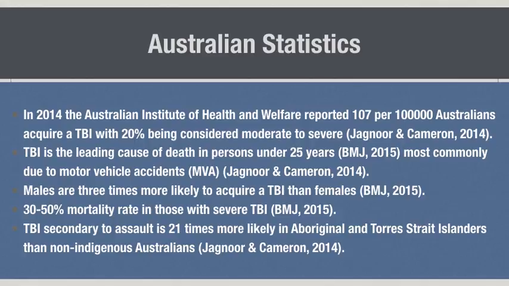Australian statistics. In 2014, the Australian Institute of Health and Welfare reported that 107 per 100,000 Australians acquire a traumatic brain injury, with 20% being considered moderate to severe. Traumatic brain injury is the leading cause of death in persons under 25 years and is most commonly due to motor vehicle accidents. Males are 3 times more likely to acquire a traumatic brain injury than females. There is a 30 to 50% mortality rate in those with severe traumatic brain injury, and traumatic brain injury secondary to assault is 21 times more likely in Aboriginal and Torres Strait Islanders than non-Indigenous Australians.